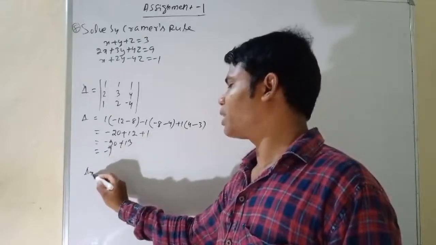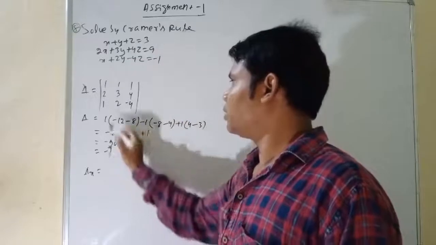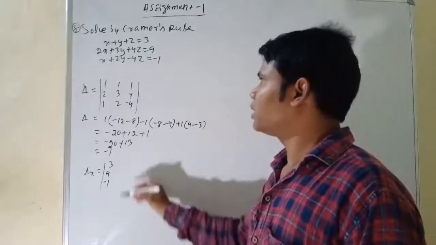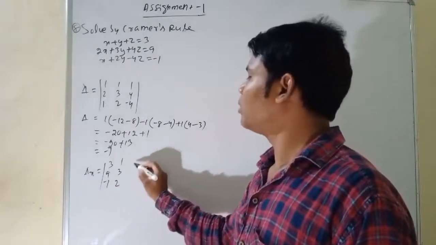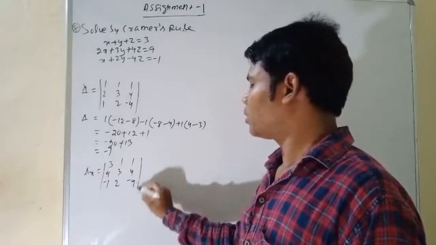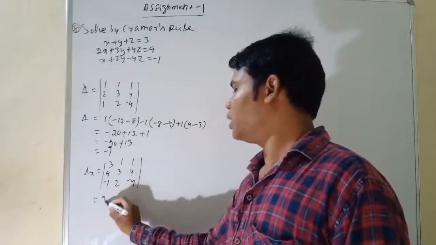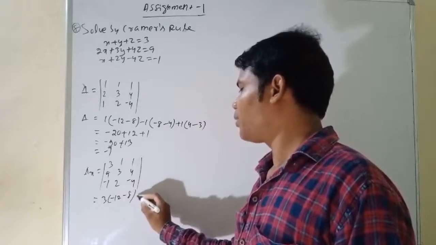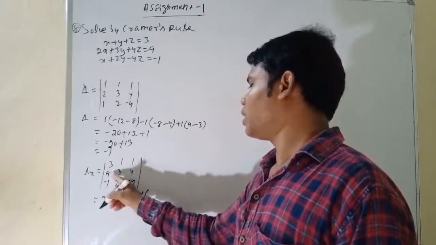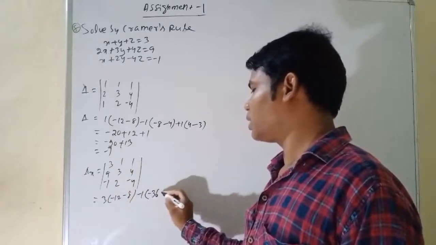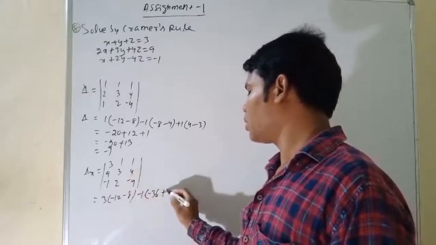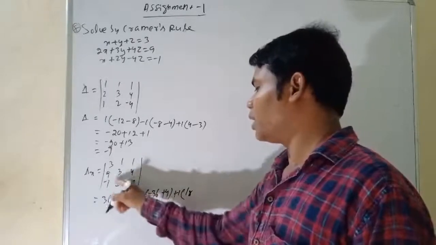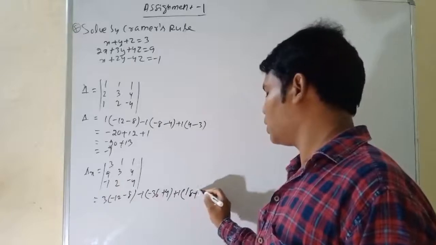Next to find del x. Del x: you put 3, 9, minus 1 in the place of the coefficients of x, with 1, 3, 2 and 1, 4, minus 4. Is equal to how much? 3 into 3 into minus 4, that is minus 12, minus 4 into 9 into minus 4, 36, minus 1 into 4, that is plus 4, plus 1 into 18, 9 into 2, 18, plus 3.